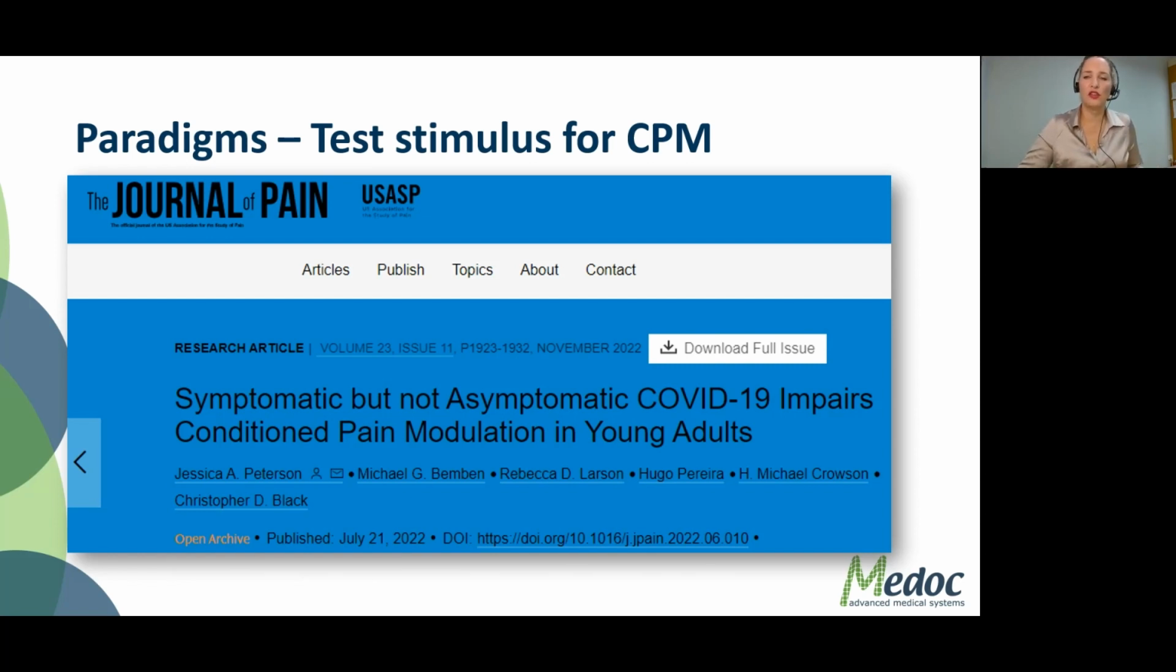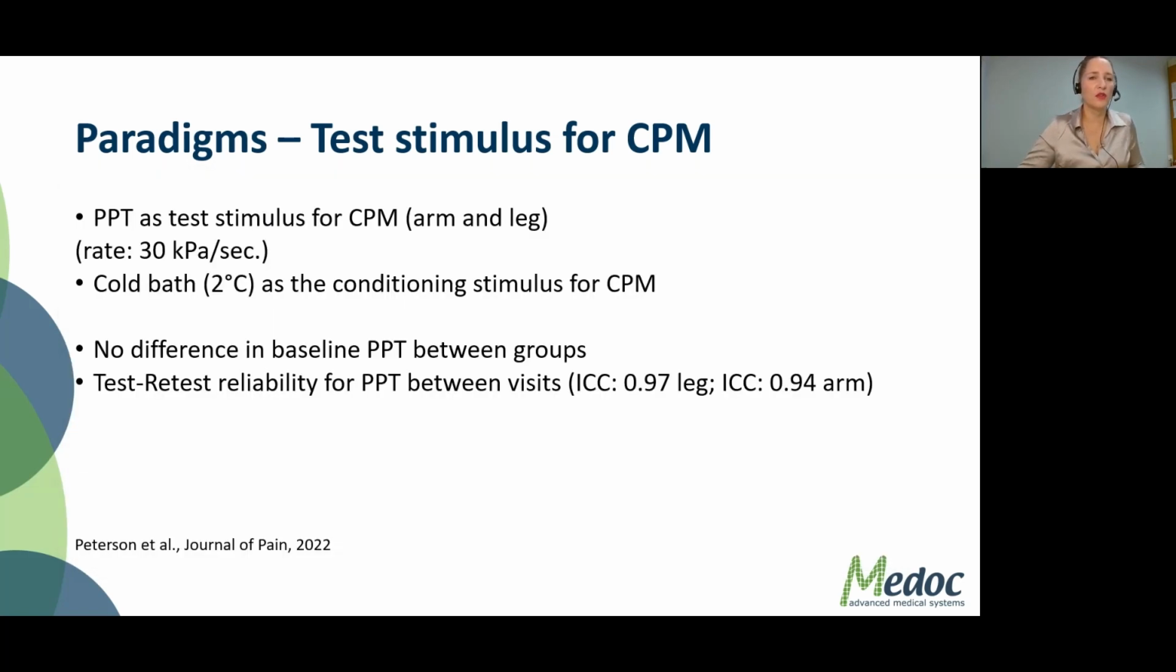And their conditioning stimulus for the CPM was a cold bath of 2 degrees. And they had 3 visits within 7 days. And what they found is no difference in baseline PPT between the groups. So this is interesting, just to show that between the groups, control, symptomatic, asymptomatic, no difference in PPT.